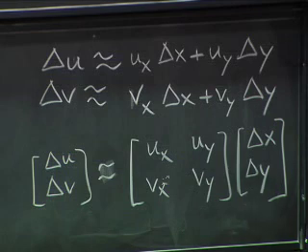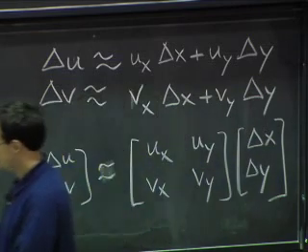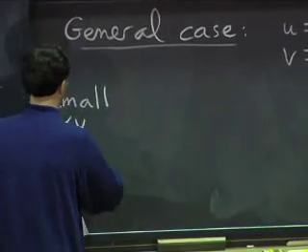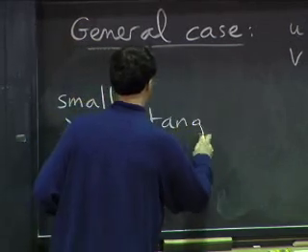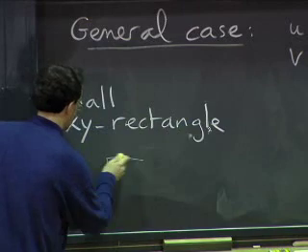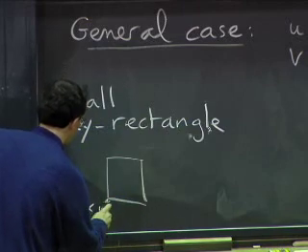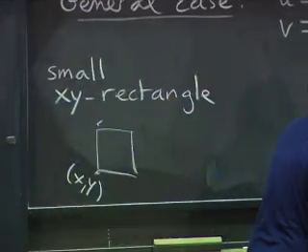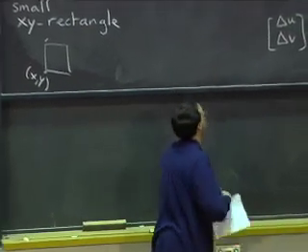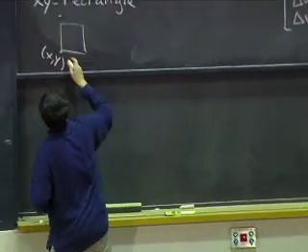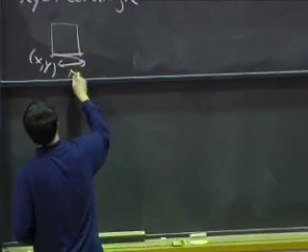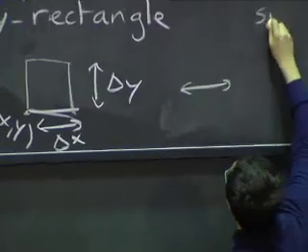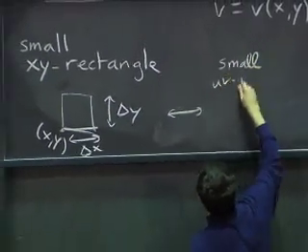So if we look at that, what it tells us is that if we take a small rectangle in xy coordinates, so that means we have a certain point xy, and then we have a certain width, I have my width delta x, I have my height delta y. This is going to correspond to a small UV parallelogram.